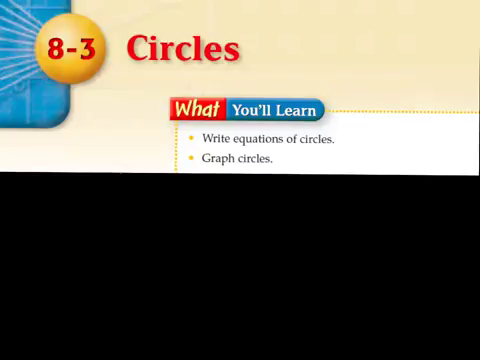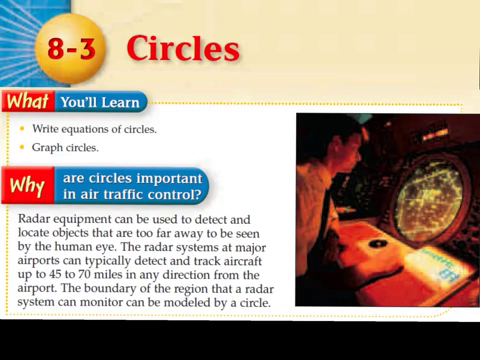In this lesson, you'll learn to write equations of circles and graph circles. Why are circles important in air traffic control? Radar equipment can be used to detect and locate objects that are too far away to be seen by the human eye. The radar systems at major airports can typically detect and track aircraft up to 45 to 75 miles in any direction from the airport.